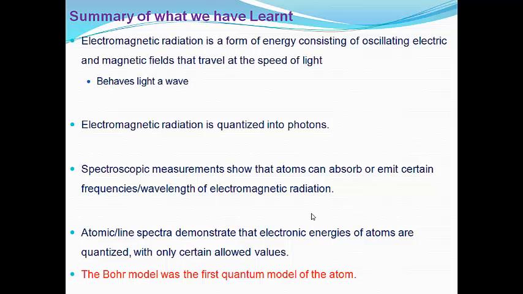We also recognize that electromagnetic radiation is quantized into photons, and spectroscopic measurements, through the production of spectra, show that atoms can absorb or emit certain frequencies or wavelengths of electromagnetic radiation. The atomic line spectrum that is observed when we heat up a gas demonstrates that electronic energies of atoms are quantized with only certain allowed values, which is the basis of quantum theory, and this led to the Bohr model explaining those observations.